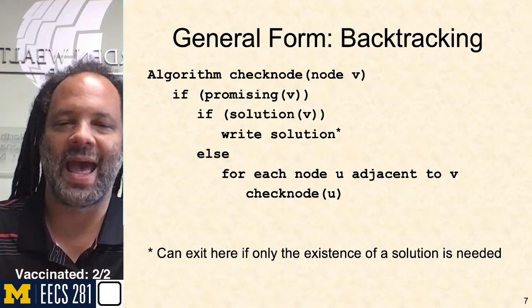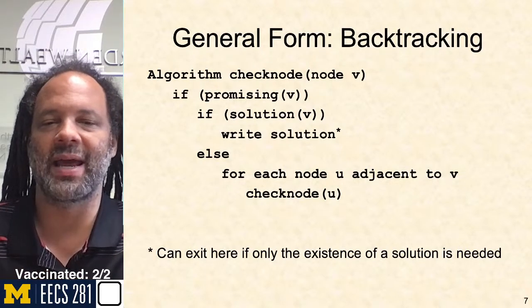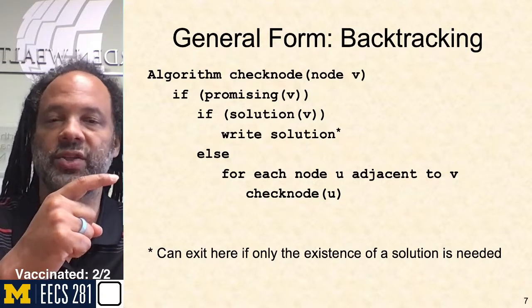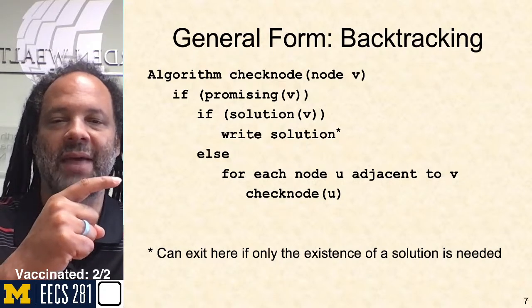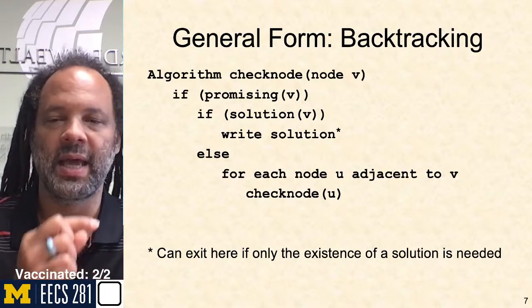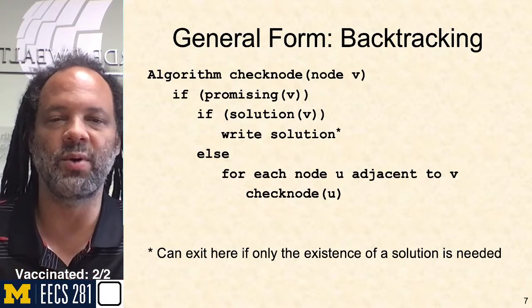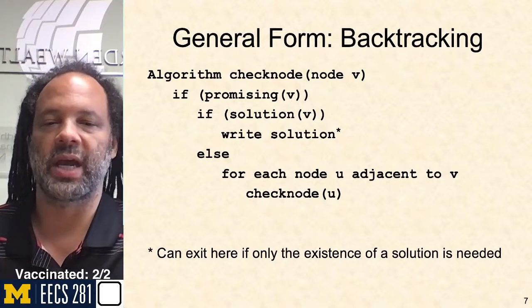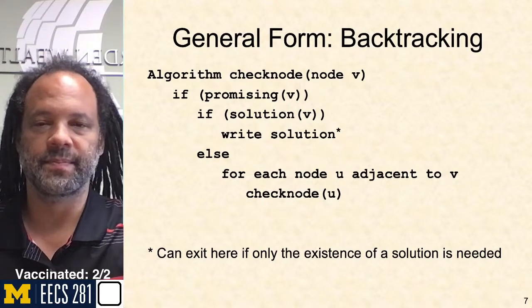So as I have some set of choices to apply to every node, I'm going to use this for loop, some sort of iteration, to get me through all of those choices. And every time I choose one of those things, I'm going to try to advance my solution by moving forward with that choice. And that's where the recursive call to check node comes in.